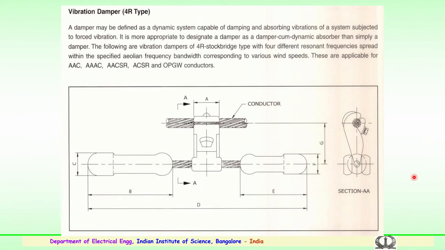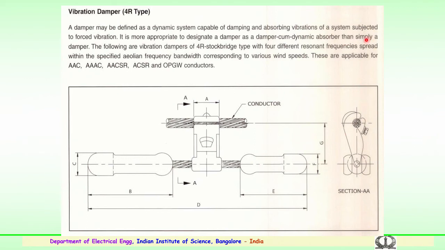So, the vibration damper is an important component; that was a spacer damper, and this is the vibration damper. There are different types. One is the 4R type of arrangement. What is known as a damper is normally defined as a dynamic system capable of damping and absorbing the vibrations which a conductor sees in a transmission system when subjected to a forced vibration. So, it is more appropriate to designate a damper as a damper cum dynamic absorber than simply a damper, that is very important.